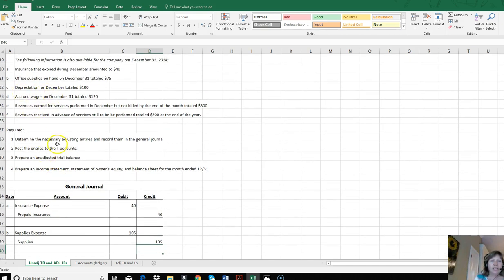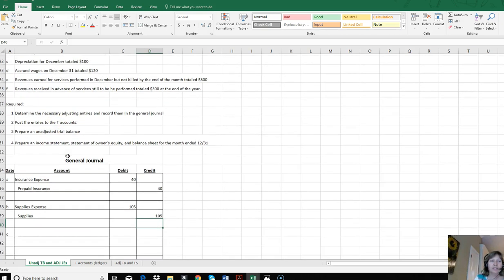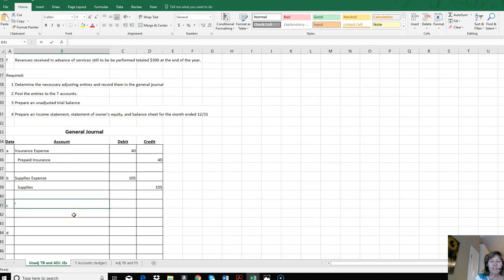Letter C says depreciation for December totaled $100. So we know that whenever we have depreciation, we're always going to debit depreciation expense and credit accumulated depreciation. It does the same thing as if we were to debit depreciation expense and credit equipment, except we don't credit equipment. We never credit equipment. We leave it at the value of its original cost. Instead, we reduce its value through this contra asset account called accumulated depreciation.